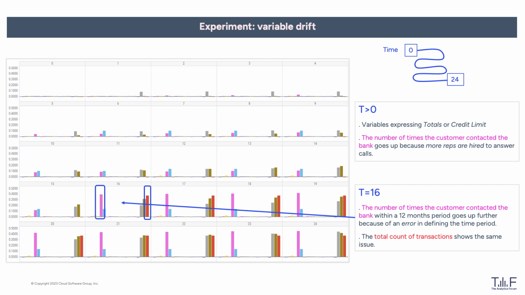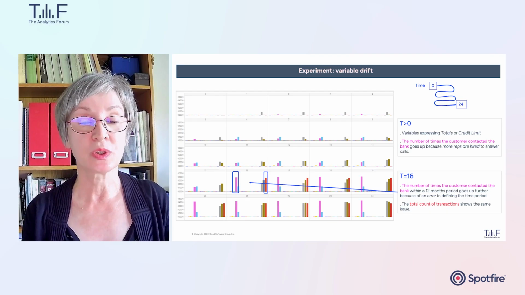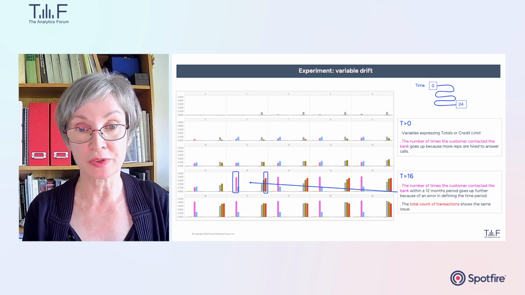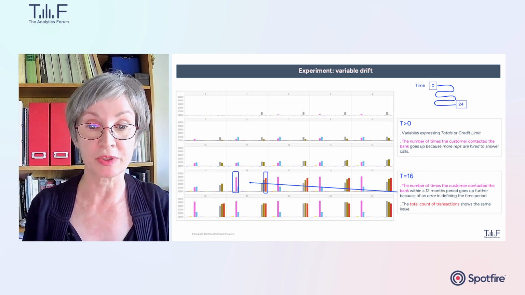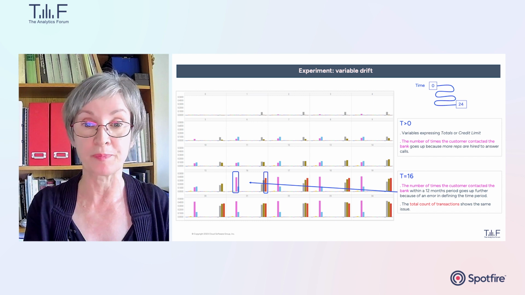But then we see also a more sharp drift on time step 16, and this is due to the fact that normally the counts happen counting every 12 months, and because a fictitious mistake was made, this time period increased to 18 months, and therefore the counts are larger, and this also affects the variable in red shown here. So we can see that there's an accumulation of both slowly varying and more abrupt drift, which is nicely detected by the system.